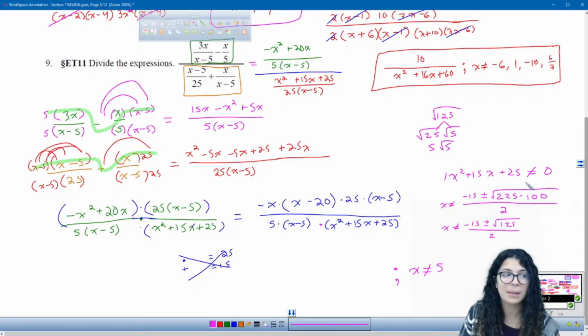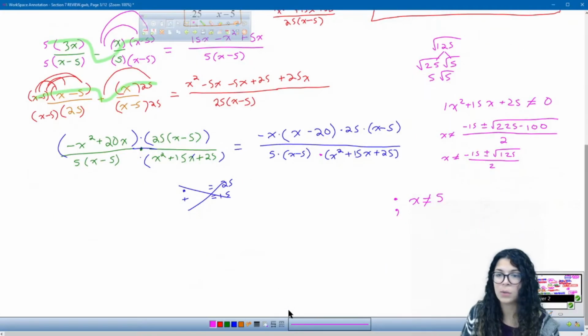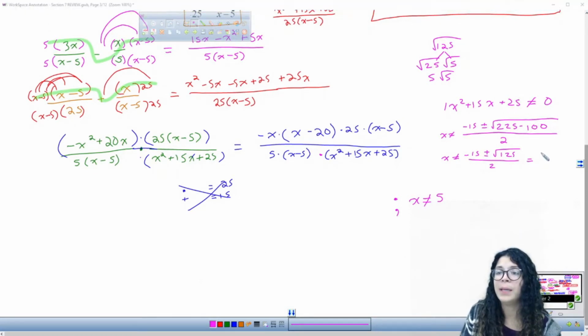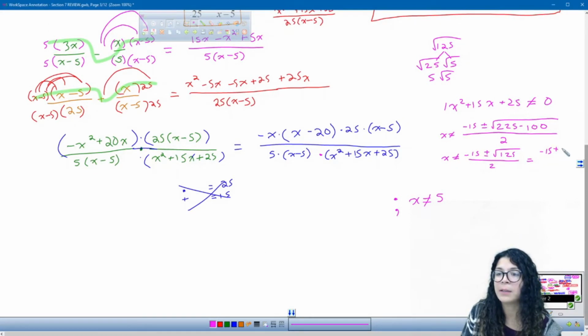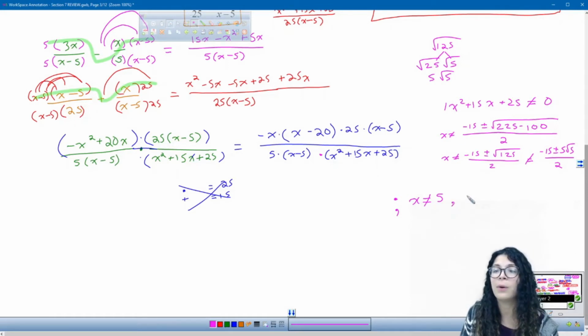So the final simplified version here, let's go ahead and scroll down a little bit. The final simplified version would be negative 15 plus or minus 5 square root of 5 over 2. So that's the value that x cannot equal, because this cannot equal 0, which means that x cannot equal this. And so x cannot equal 5, or negative 15 plus 5 square root of 5 over 2, or negative 15 minus 5 square root of 5 over 2.